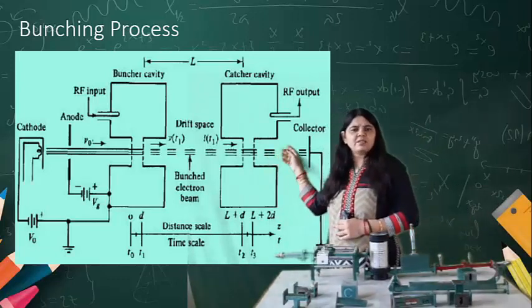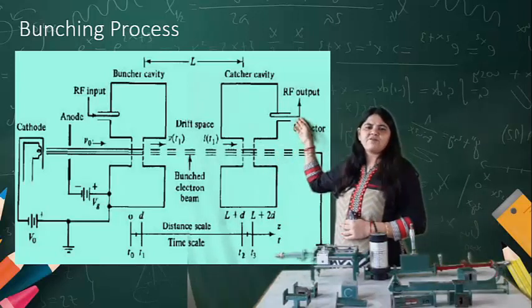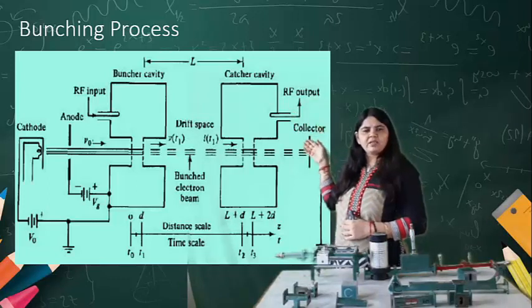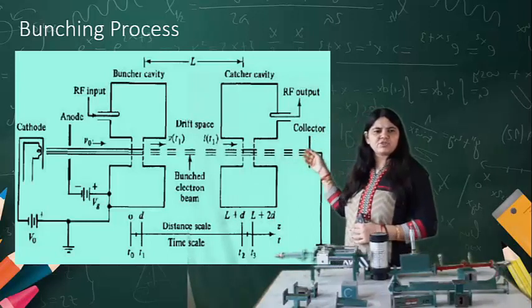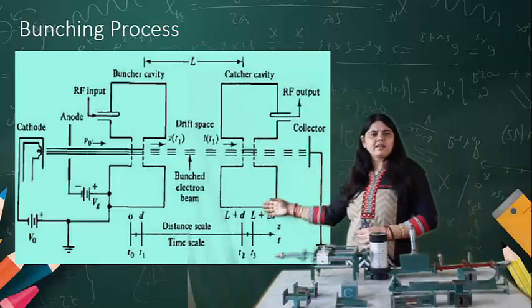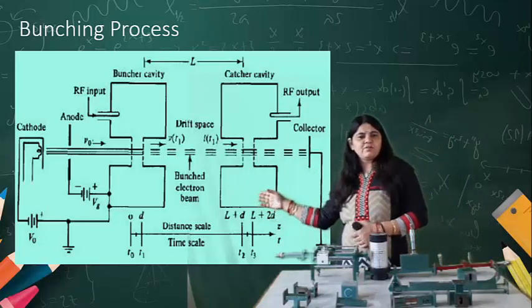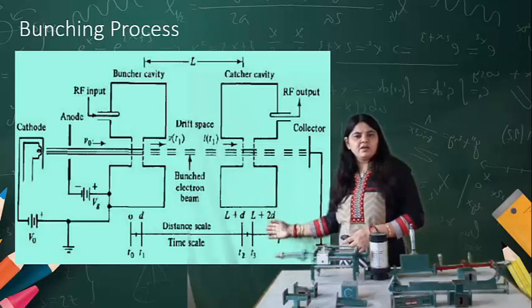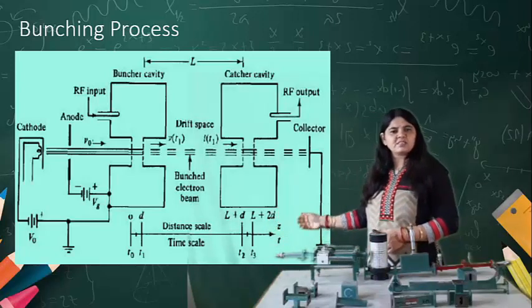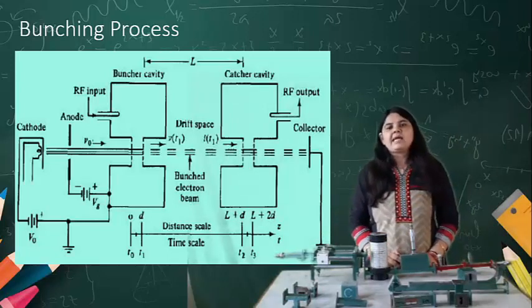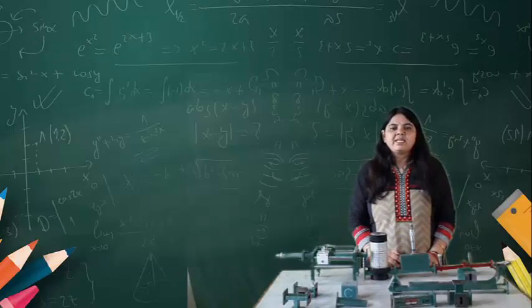can be caught by the catcher cavity, and through this RF output, the output will be taken. Here the collector is there, which will collect all these electrons. So in this way, at the t0 time the electron travels a particular point, then after the T2 time, the distance L plus D, and at T3, L plus 2D. So according to the particular time, the distance can be traveled by the electron.